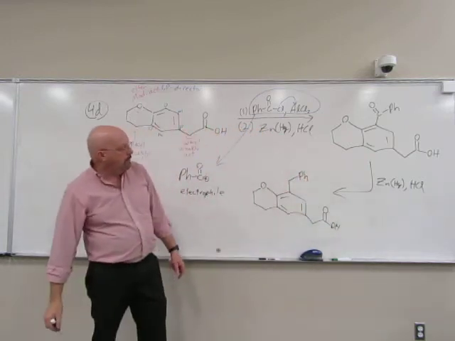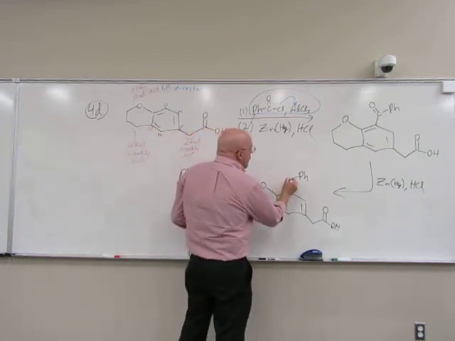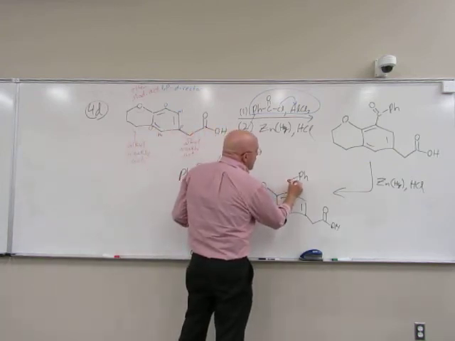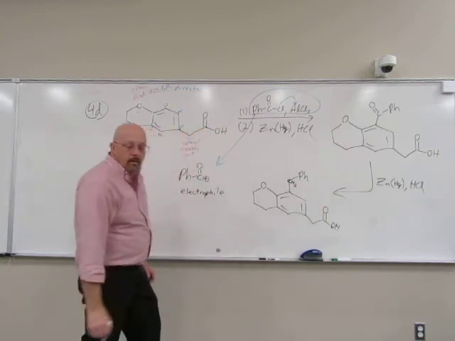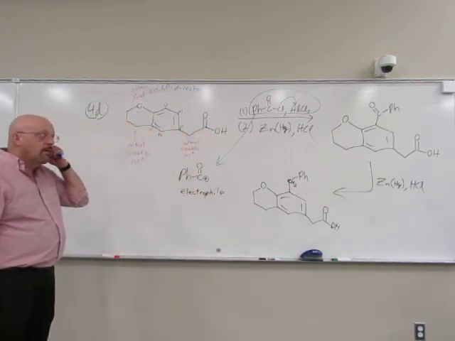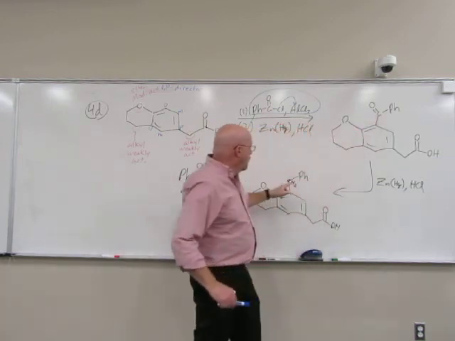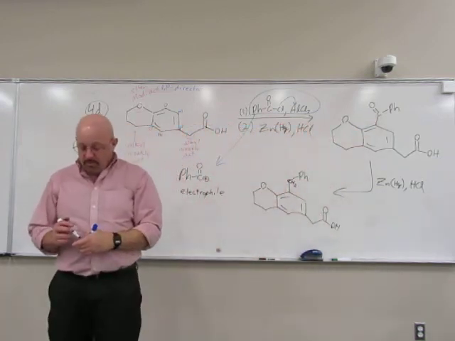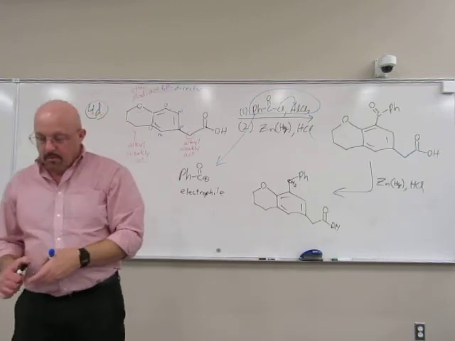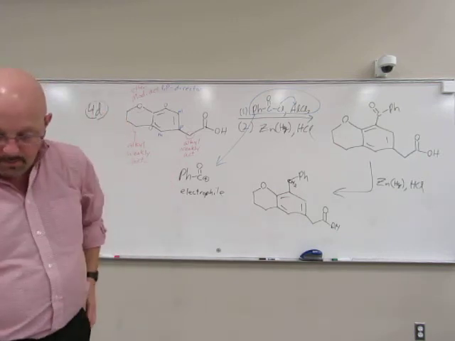That will be an alkyl group. Let me just draw it. That is going to be a CH2 group right there. That carbonyl, the ketone, gets reduced down to a CH2. Questions?